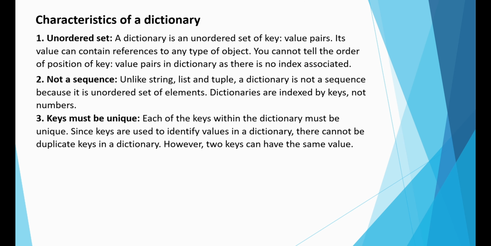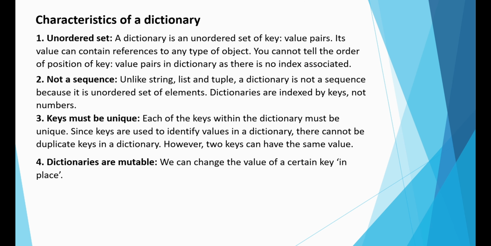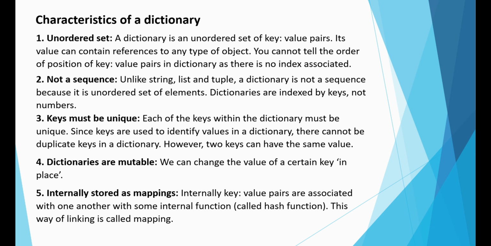Each of the keys within the dictionary must be unique. Since keys are used to identify values in a dictionary, there cannot be two duplicate keys in a dictionary. However, two keys can have the same value. Dictionaries are mutable, that is, we can change the value of a certain key in place. Internally, key and value pairs are associated with one another with some internal function called the hash function. This way of linking is called mapping.